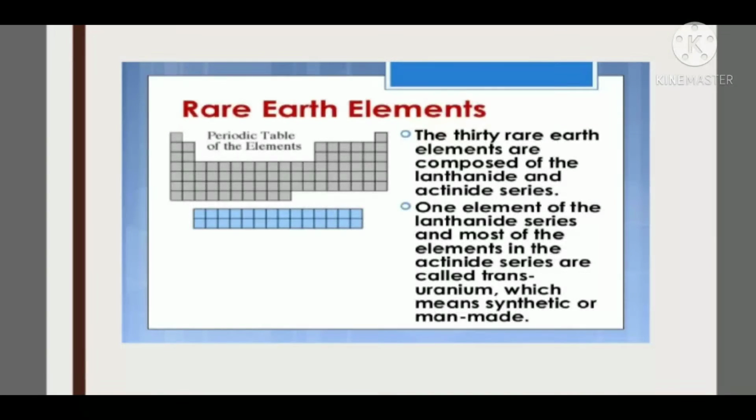And we have also the rare earth elements. The 30 rare earth elements are composed of the lanthanide and actinide series. One element of the lanthanide series and most of the elements in the actinide series are called transuranium, which means synthetic or man-made.